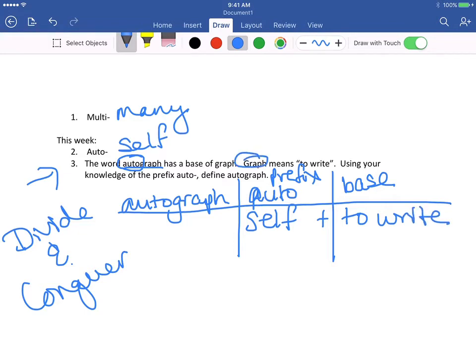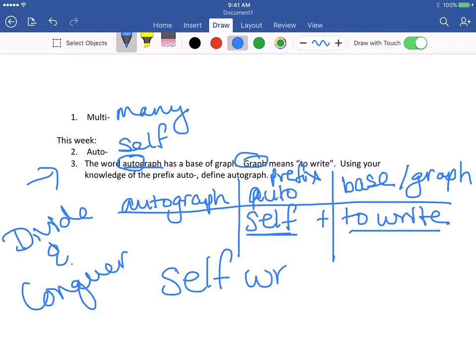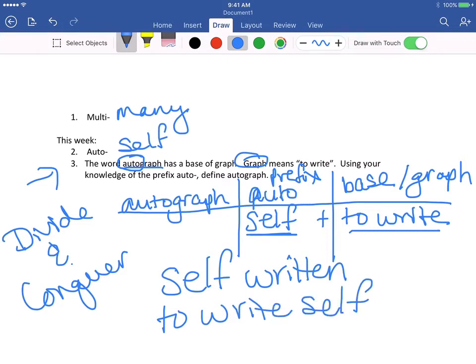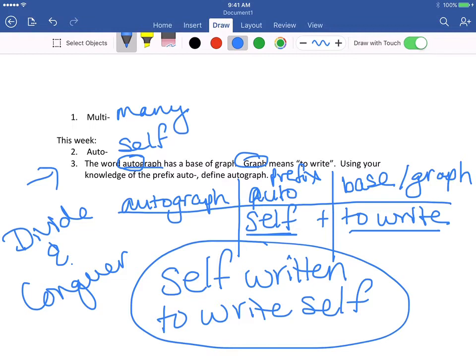It's graph, right? So it's graph right here. But what it means goes here. So I have my meaning of self, auto and self, and I have the meaning of graph is to write. Okay, many of you got this, you did really well. You wrote self-written or to write self. Think about it. Your autograph, you're writing your name, aren't you? It's you. So that's kind of where autograph comes from. Okay, hopefully that helps you pull out the writing part. Maybe make a chart for yourself.